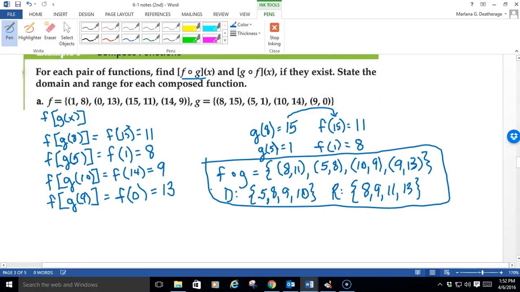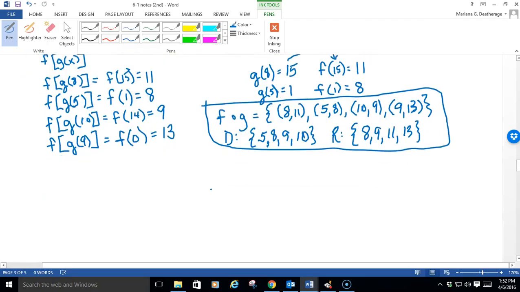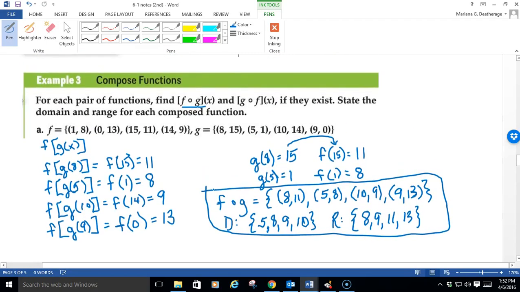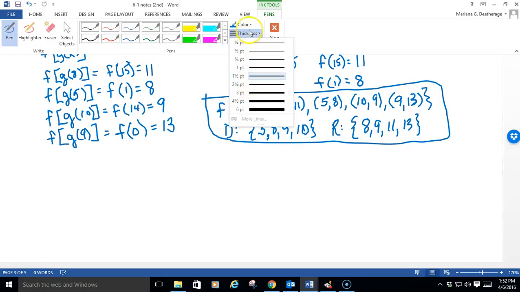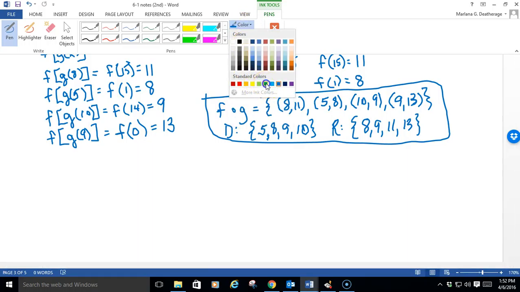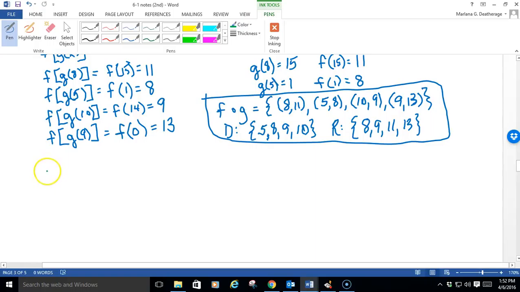Alright. Now, that's only half the problem. We've done f of g of x. Now we got to do g of f of x. Alright, so we're going to do g of f of x.